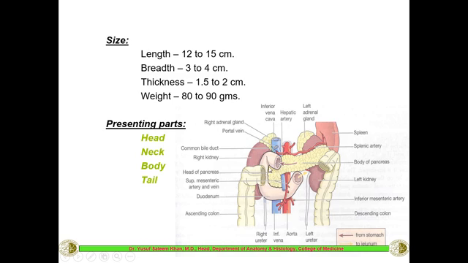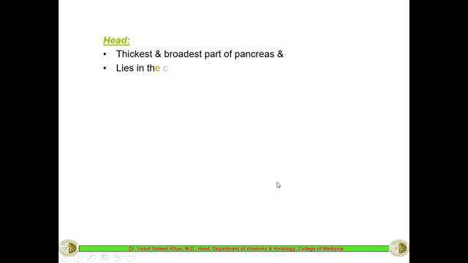So this is the duodenum here. This is the first part of the duodenum, this is the second part, this is the third part, as well as this is the fourth part. If you see this first, second, and third part, it is in relation to the concavity of the duodenum. So it is within this C-shaped duodenum. Okay, so it is within the concavity of the duodenum. So the head is in relation to the three parts of the duodenum.